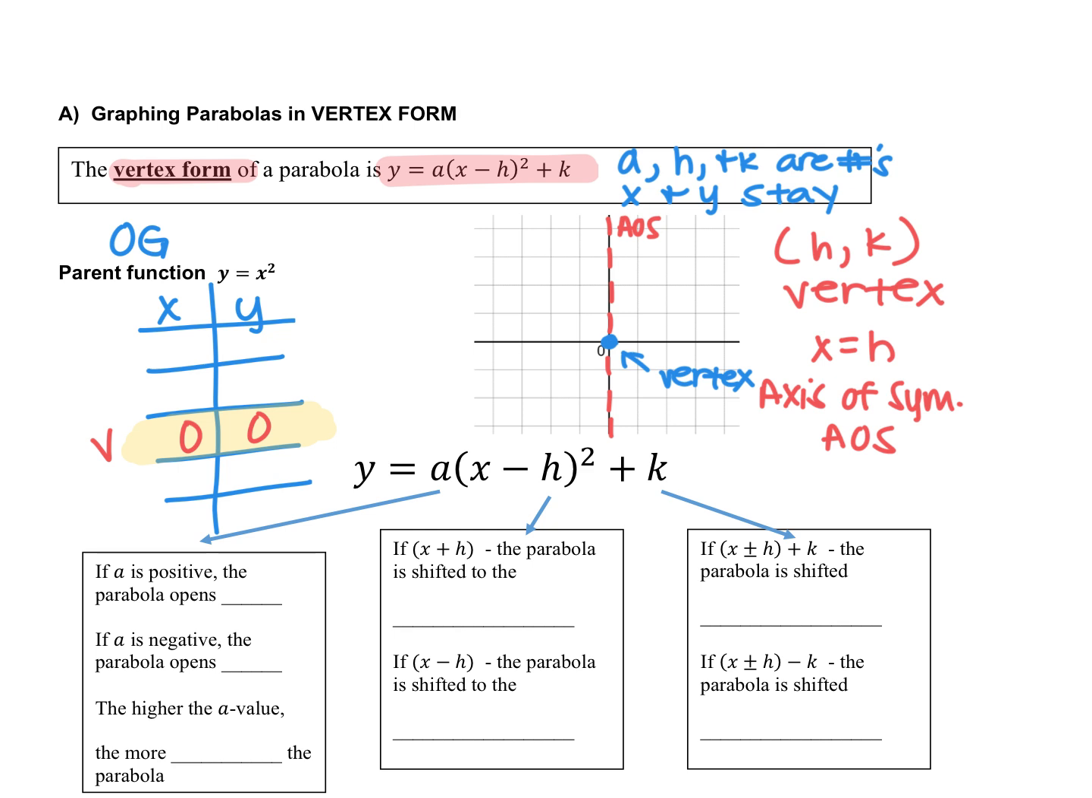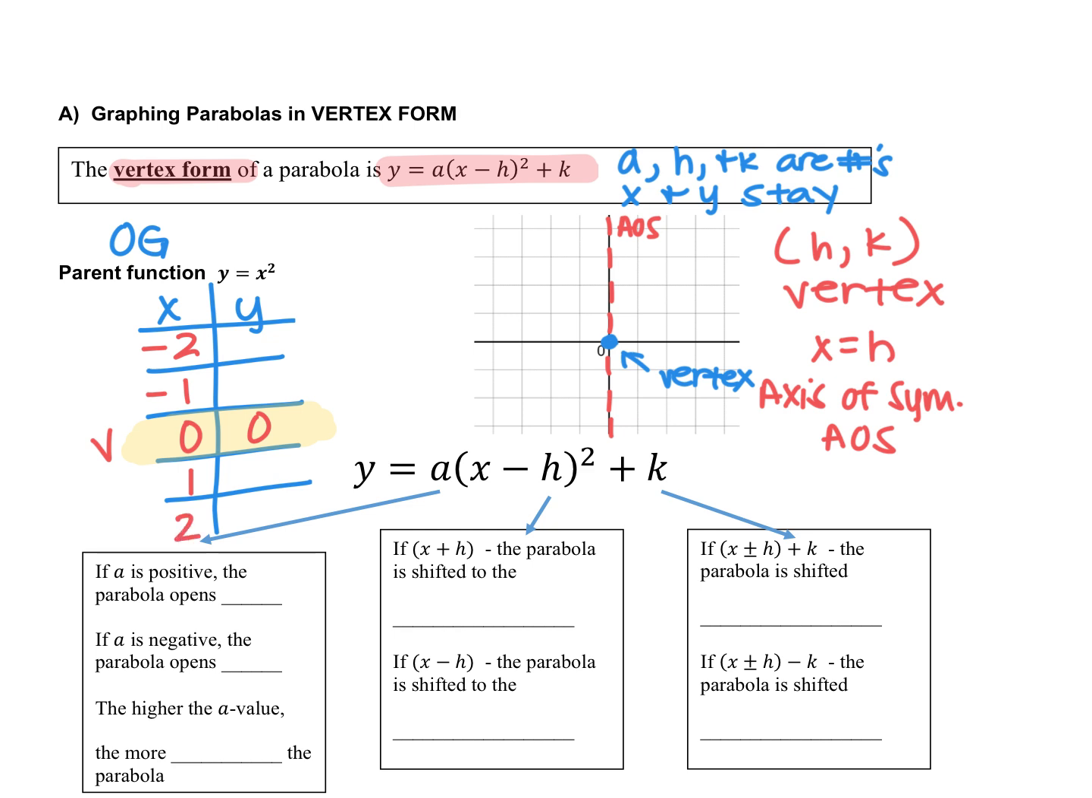So what we're going to do when we're setting up our table to find our points is we're going to go 2 points to the left and 2 points to the right of our vertex. My vertex is at 0, 0. So a point to the left would be -1. 2 points to the left would be -2. A point to the right would be 1. A point to the right would be 2.